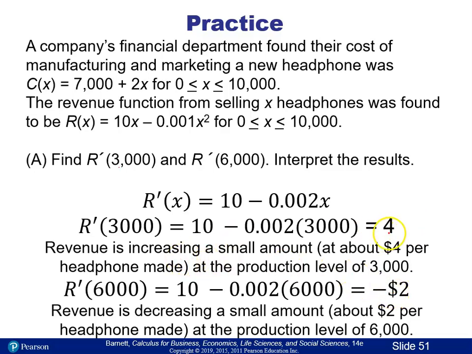So when it's a 4 and it's positive, revenue's increasing because it's positive. So it's increasing a small amount at about $4 per headphone made when we're producing 3,000, in this case, headphones. Okay. So this one has a negative revenue. So revenue's decreasing because it was negative. So it's decreasing about $2 per headphone at the production level of 6,000. So when we're producing 6,000 headphones, we're losing about $2 in revenue per headphone made.